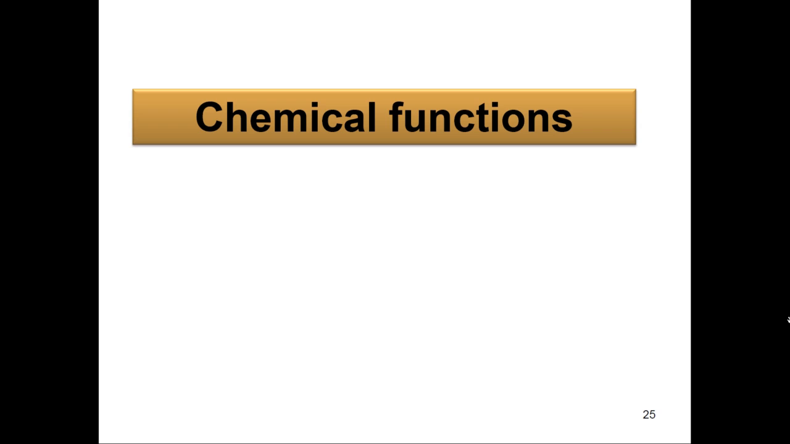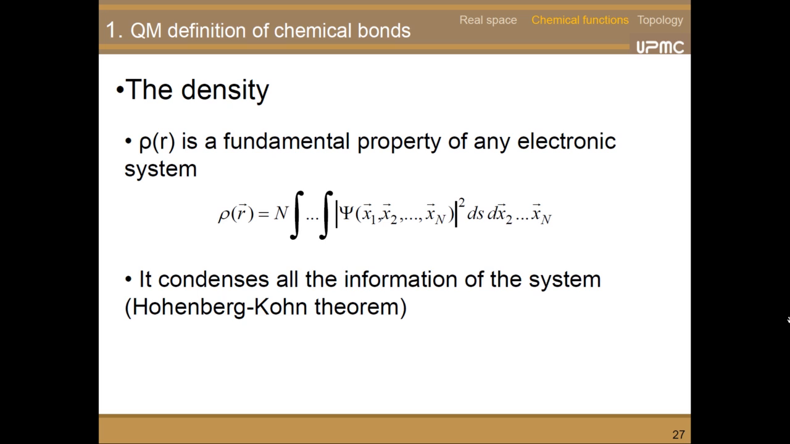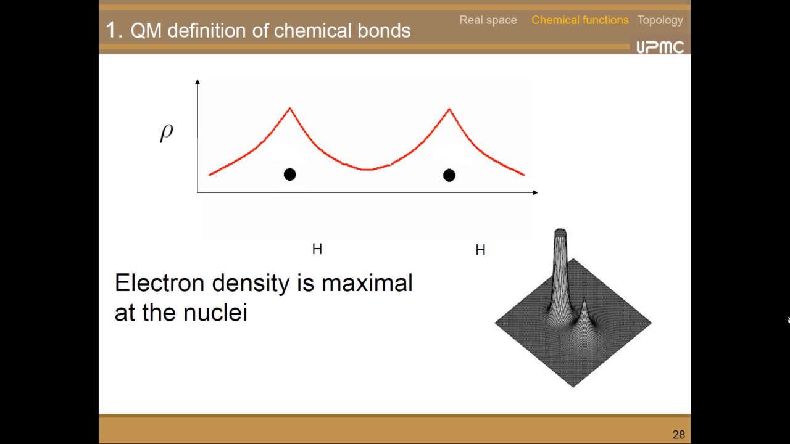The chemical functions we will be analyzing today are the electron density, the electron localization function, and the non-covalent interaction index. The electron density is a fundamental property of any system. It condenses all the information through the Hohenberg-Kohn theorem. You just have to integrate the wave function over all the electronic coordinates but one, and the spin, and you end up with the electronic density. It behaves something like we have cusps associated to every maximum.